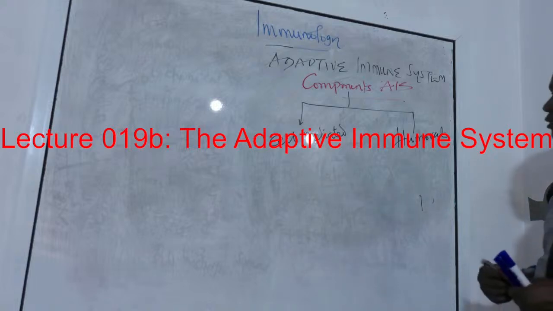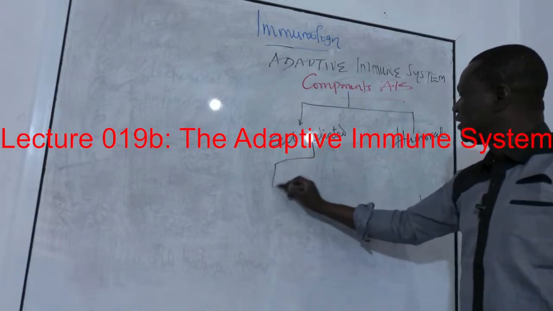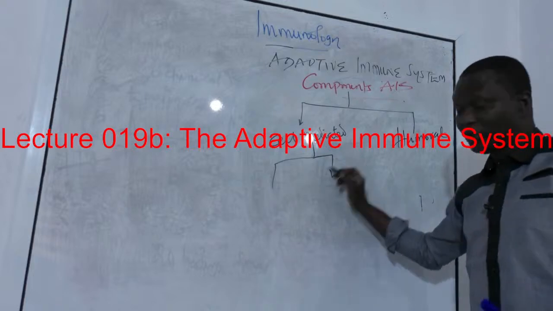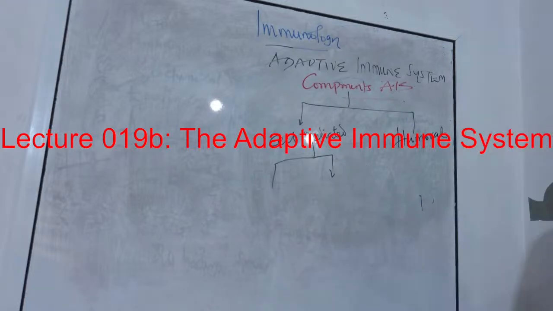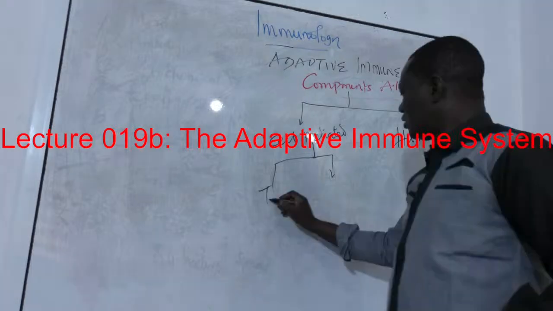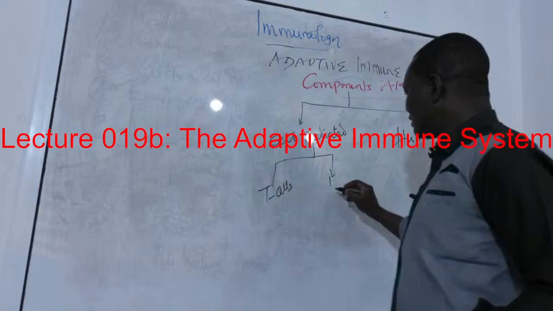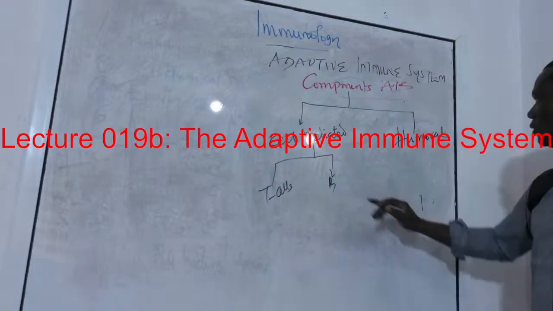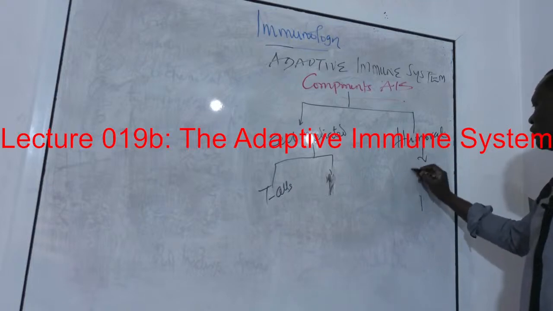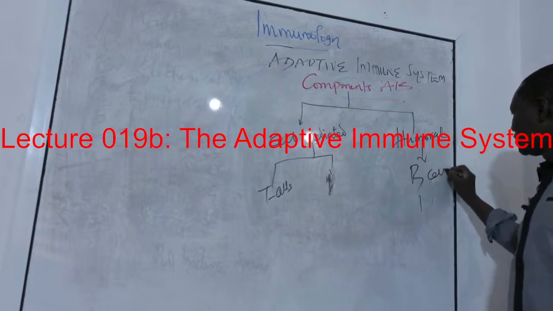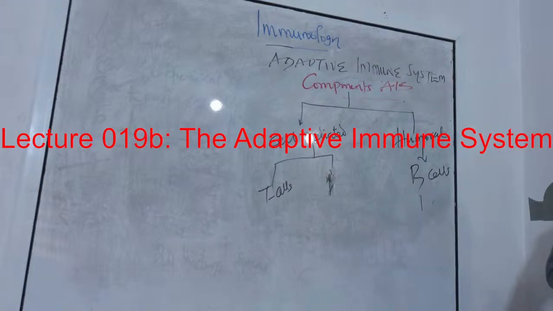The cell mediated part can further be divided into T lymphocytes, that is T cells, while the humoral part has to do with the antibody response. So this one concerns T cells.